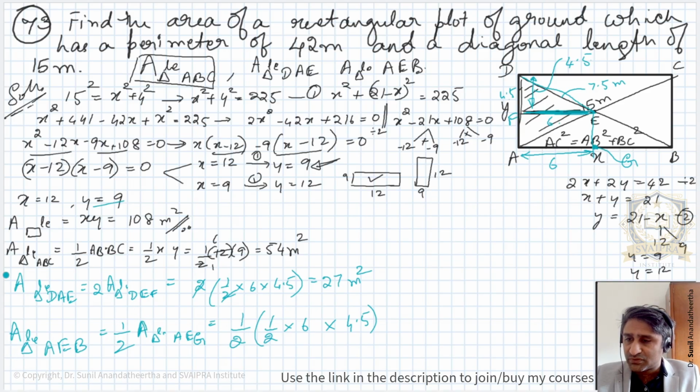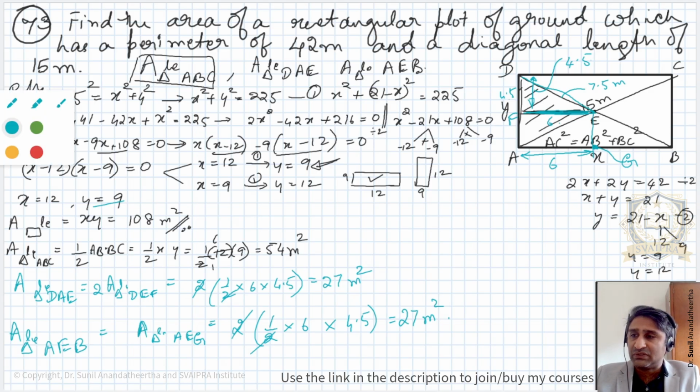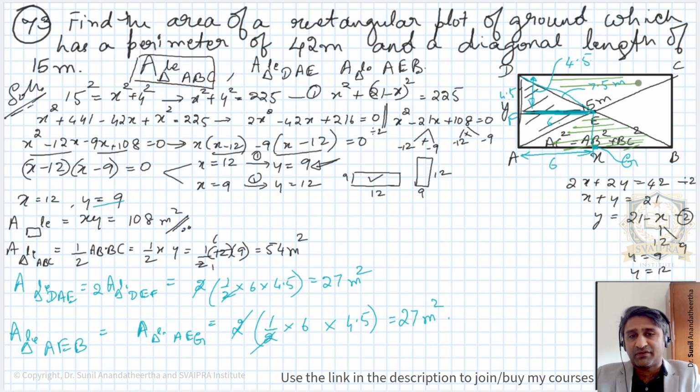So that is 2 times, and the 2 cancels. You're then left with 27 meter square. So the area of this triangle here is also 27 meter square. So that is 27 meter square, 27 meter square, 27 meter square. So the problem is solved. I'll see you again in the next video.